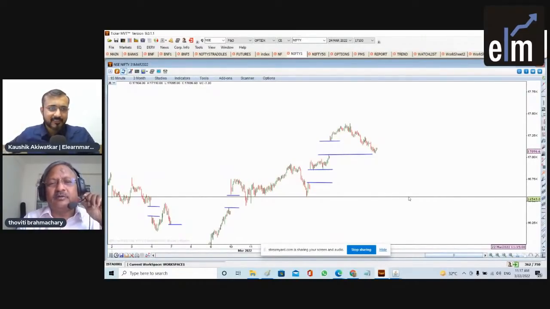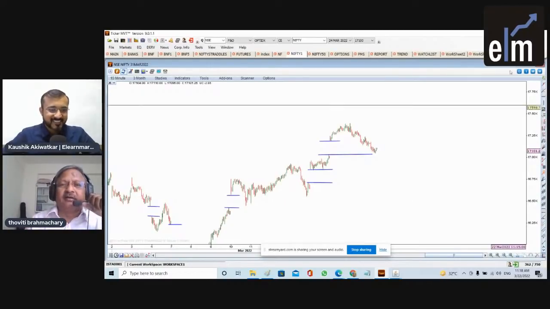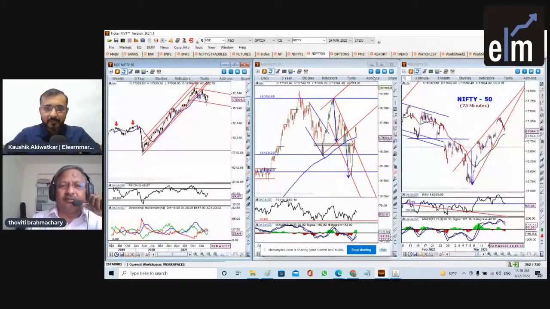Gaps are common. You cannot expect the market to open tomorrow at the closing of today. It never happens, right? So gaps are natural, gaps are inevitable. Understand the gaps under the direction. If you understand the direction of the market, the gaps will generally be on the direction side only. So suppose the market is in an uptrend, I'll show you a little simple example.